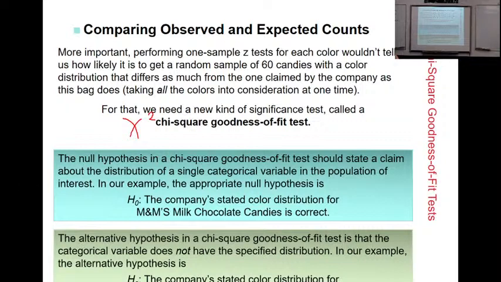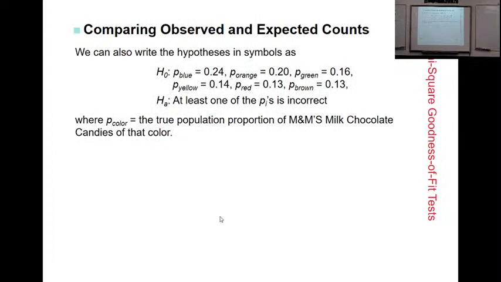So here we go. Our null and alternative are going to look more similar to this. Our null hypothesis is saying that these proportions are correct, and we are defining P to be the proportion of the M&Ms that are that color. So here's what the claim was, the distribution for each of the colors. That's the null hypothesis. And then the alternative is that at least one of these proportions is not correct.